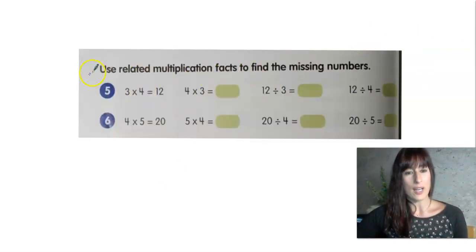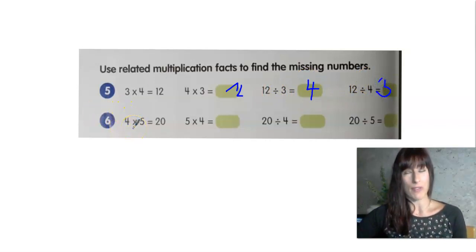Let's do this one. Here we have to find missing numbers. And we know that 3 multiplied by 4 is 12. So 4 multiplied by 3 is 12. We just switched the numbers. Nothing else happened. Now we're going to divide. 12 divided by 3 is 4. And 12 divided by 4 is 3. Do you see how it works?